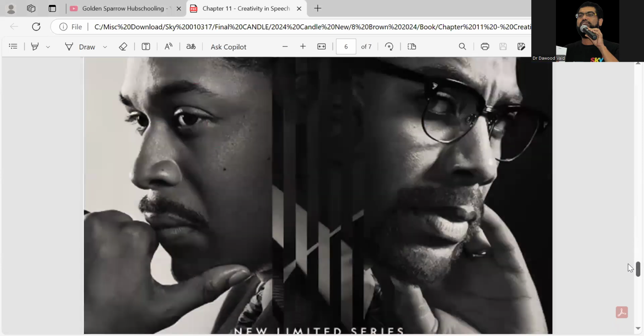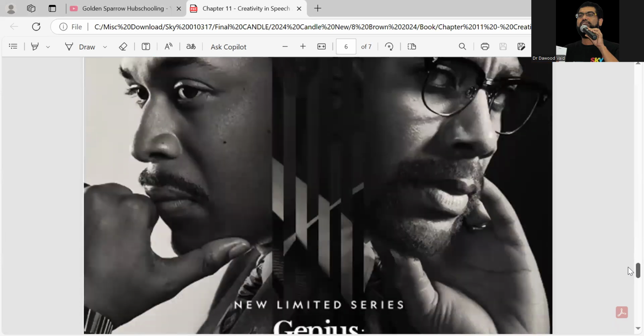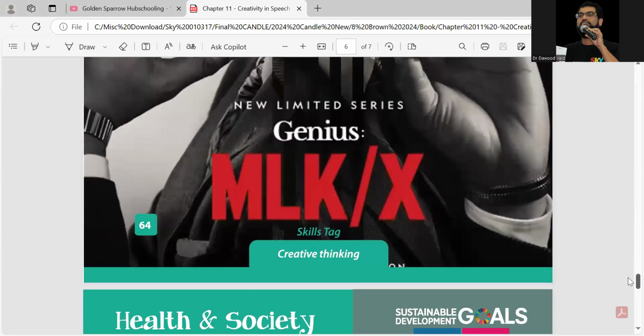And I leave you with this beautiful poster. It's one of the most beautiful posters with two minds and one moment. It is a series called Genius of MLK and Malcolm X. They also call him just X. It's something the kids must know.